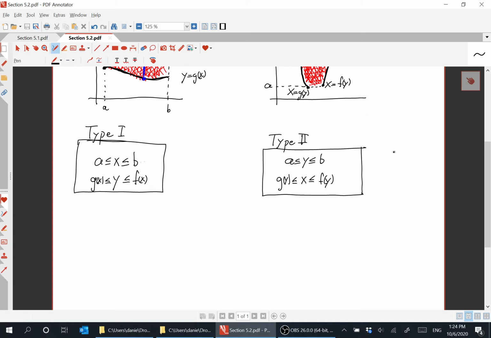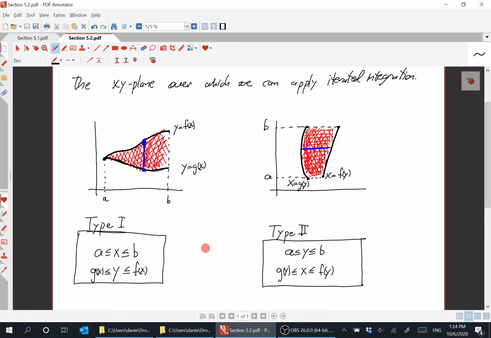So we can apply iterated integration over these types of regions because when you integrate with respect to x first, y is considered to be a constant. So these are constant bounds, and then the x's go away, and these are constant bounds. Here, you integrate with respect to y first, and these are constant bounds, and then the y's go away, and these are constant bounds for x. So you can apply iterated integration to these types of regions.